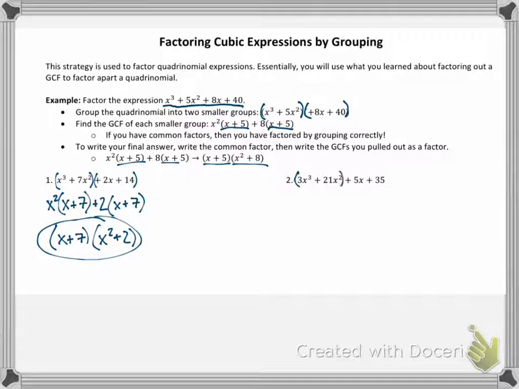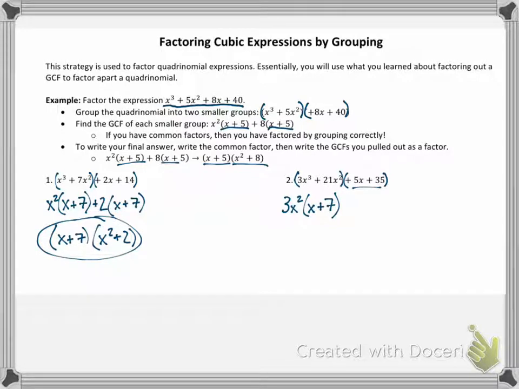So again, I'm going to group the first two, then group the second two. So I look at group 1 here, 3x cubed plus 21x squared. What is the GCF? Biggest thing I can take out, 3x squared. What's left over? 3x cubed divided by 3x squared, just an x, because 3 divided by 3 cancels. 21x squared divided by 3x squared, 21 divided by 3 is 7. X squared divided by x squared cancels. So there's my first group, all factored apart.